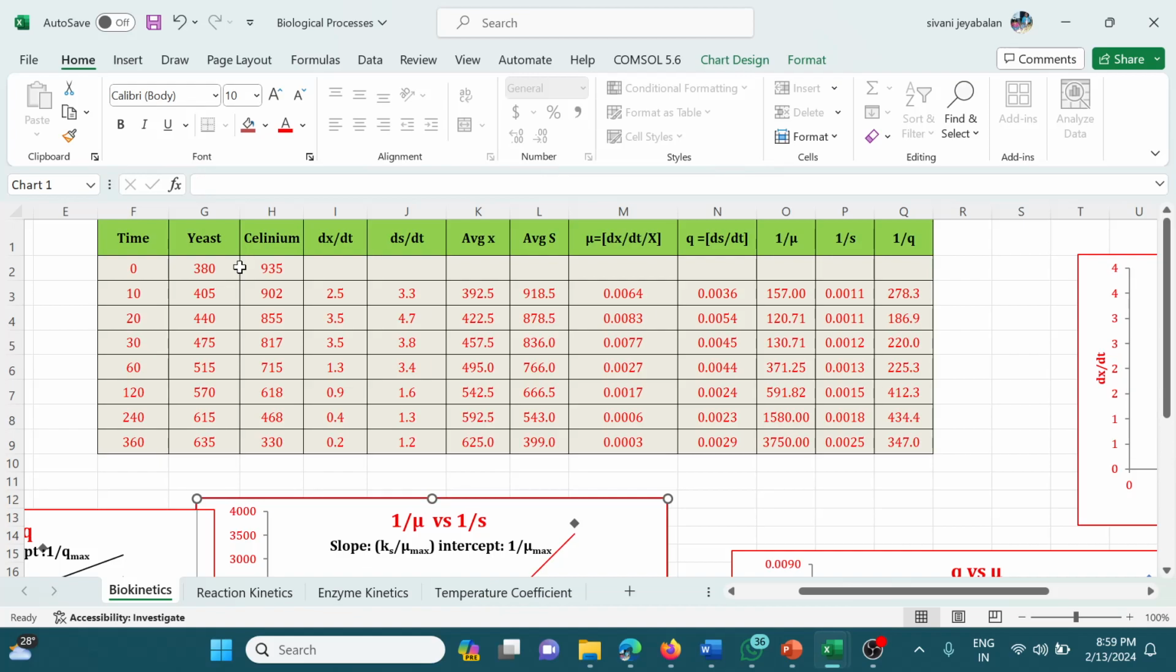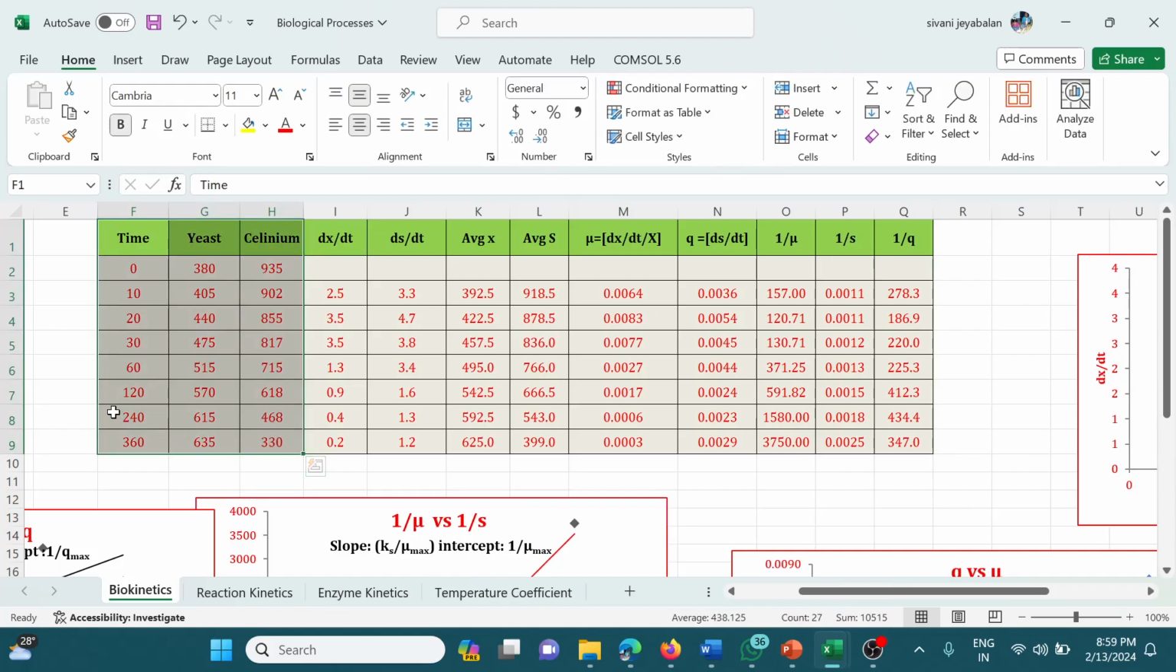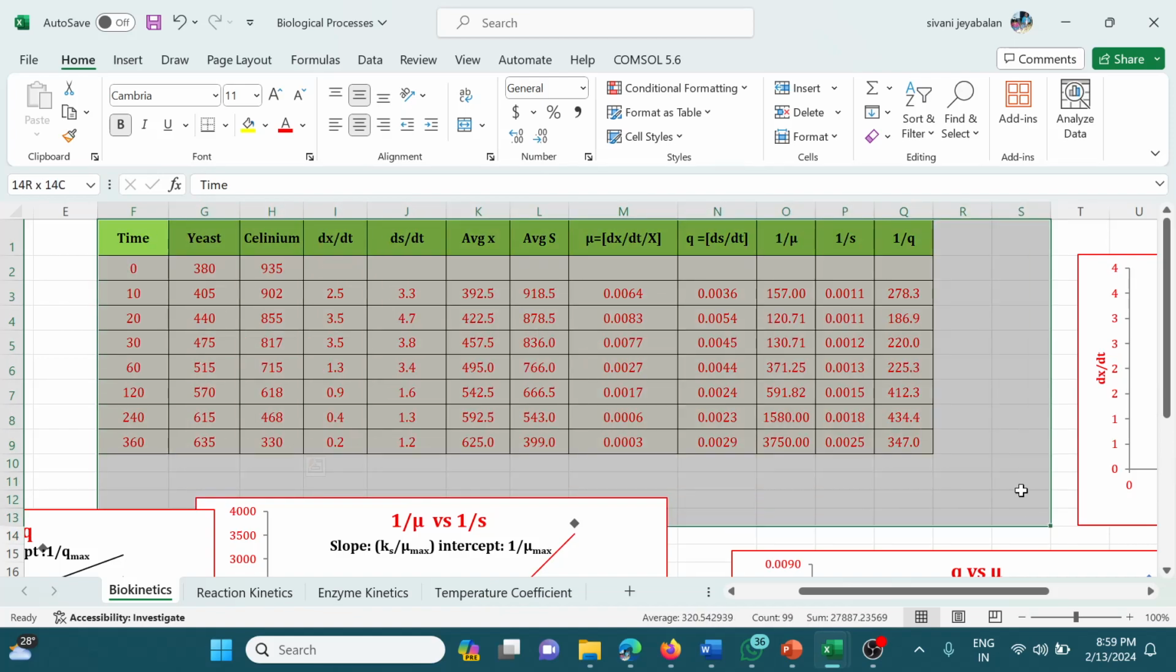But how are we measuring, using OD, ma'am, optical density? See, you have to read papers, like at what OD your yeast will be present. Those things you have to read in papers. See how you will be doing your experiment: in your beaker you will be adding yeast and selenium and measuring with respect to time the yeast concentration and selenium concentration. From this data you can generate all this other data.